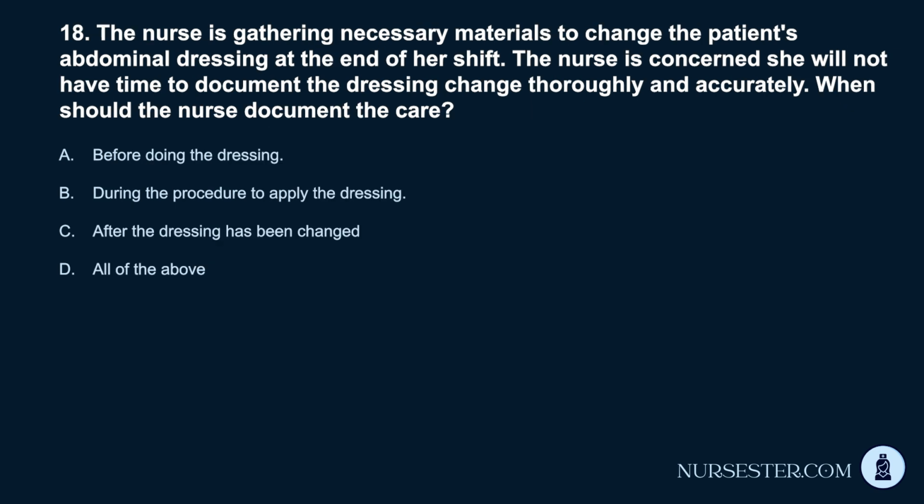18. The nurse is gathering necessary materials to change the patient's abdominal dressing at the end of her shift. The nurse is concerned she will not have time to document the dressing change thoroughly and accurately. When should the nurse document the care? A, before doing the dressing. B, during the procedure to apply the dressing. C, after the dressing has been changed. D, all of the above.